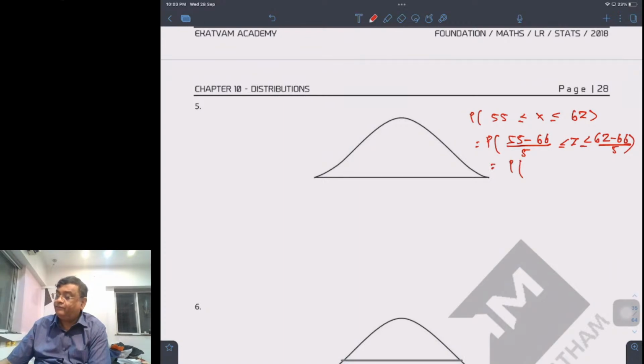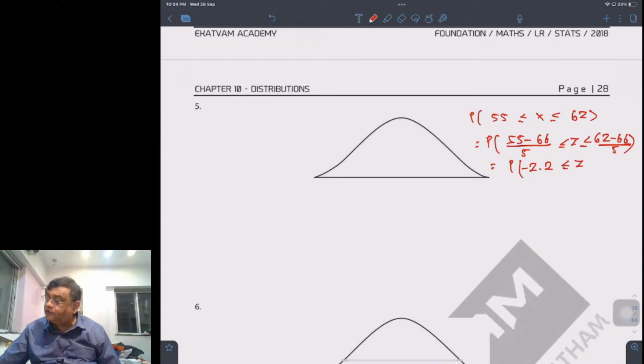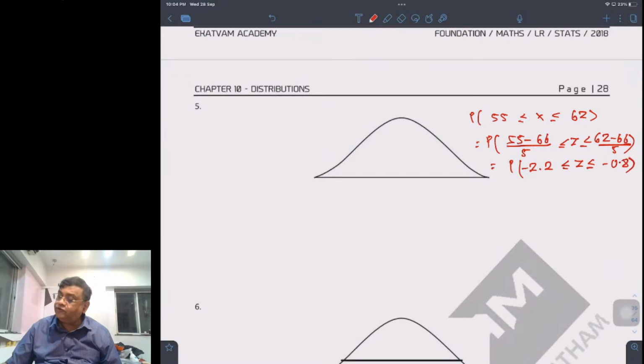If we calculate, how much will this come to? It is minus 11, and 11 by 5 is minus 2.2, less than or equal to z, and less than or equal to what? Now 62 minus 66 is minus 4, and minus 4 upon 5 is minus 0.8. Try to understand: after zero, which value comes first? That value is going to be minus 0.8 and the other value is minus 2.2, and you want the area between this and this.